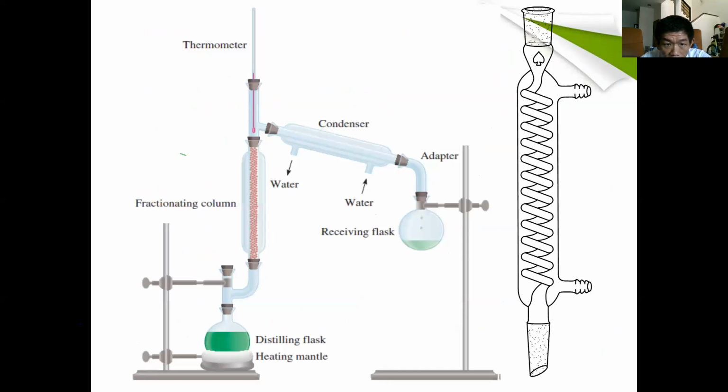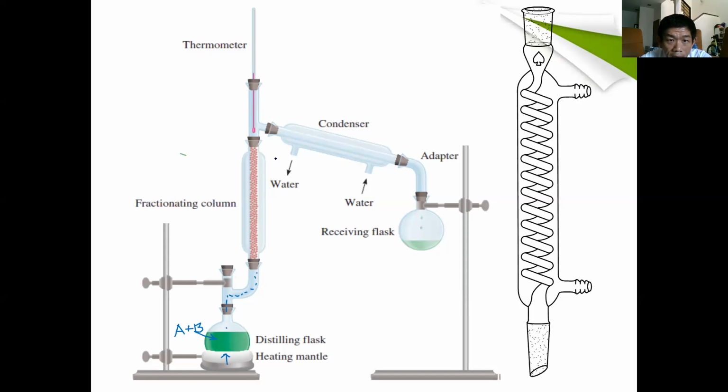So you shall have a mixture of two ideal liquids, A and B respectively. Then when you heat it strongly, the vapor will evaporate, isn't it? When the vapor has evaporated, it will go to this fractional column.